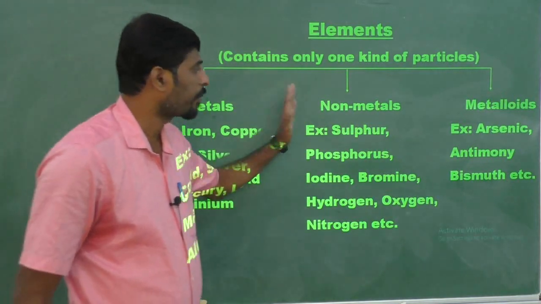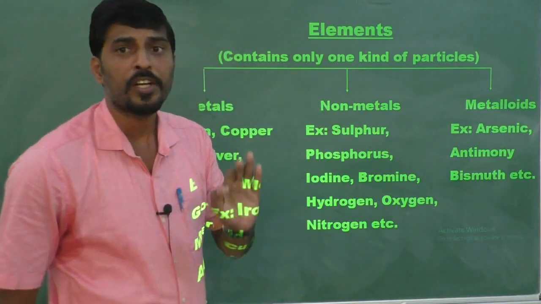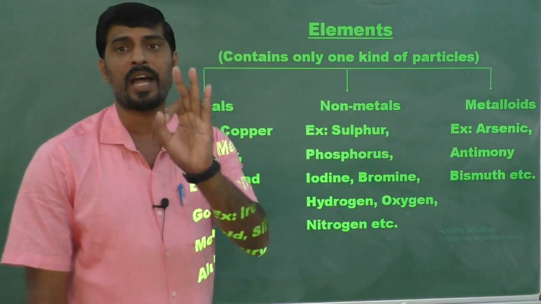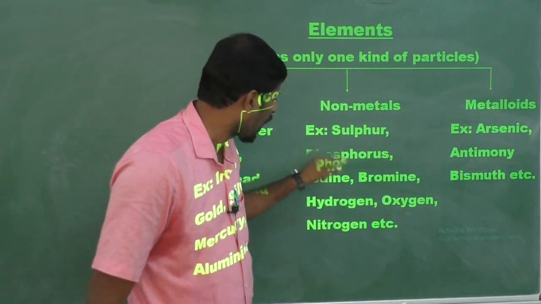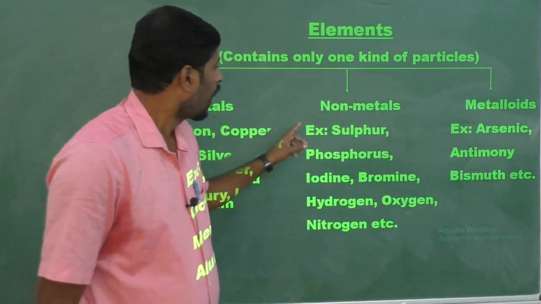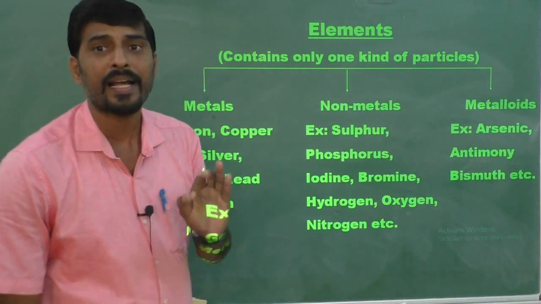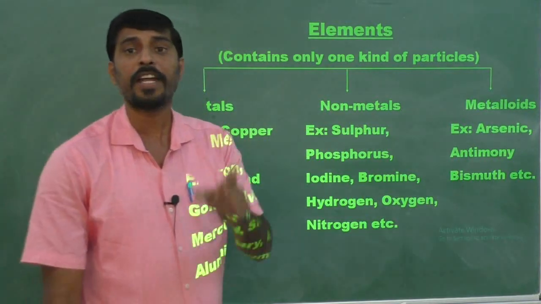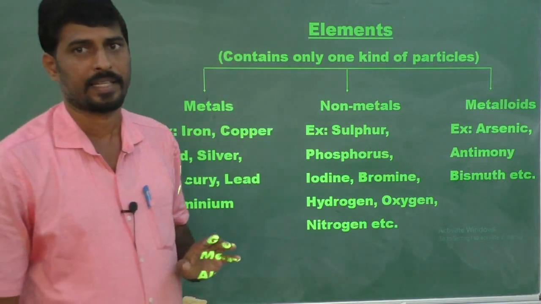Next, come to the non-metals. Non-metals are those which do not shine or reflect light, except iodine. Iodine is a non-metal which shines brilliantly. Non-metals are brittle in nature and bad conductors of heat and electricity, except graphite. Graphite is a non-metal, but due to the presence of free electrons, it conducts electricity.